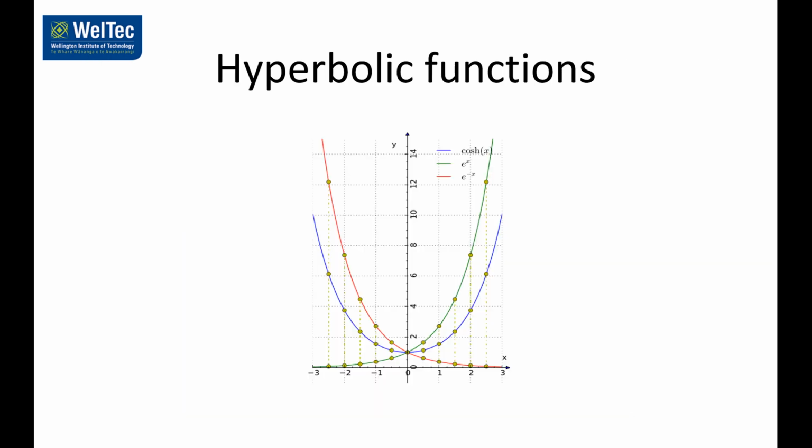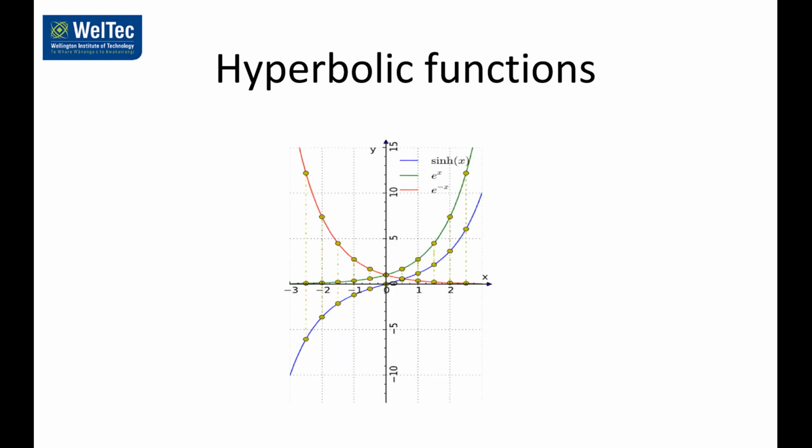Just there, the diagrams to show you that the green one is e to the x, the red one is e to the negative x, and cosh is shown in green. Similarly, we've got the e to the x and we've got e to the negative x, and we've got sinh, and if you remember, sinh is half the difference of e to the x and e to the negative x, so that's just the definitional thing of it.